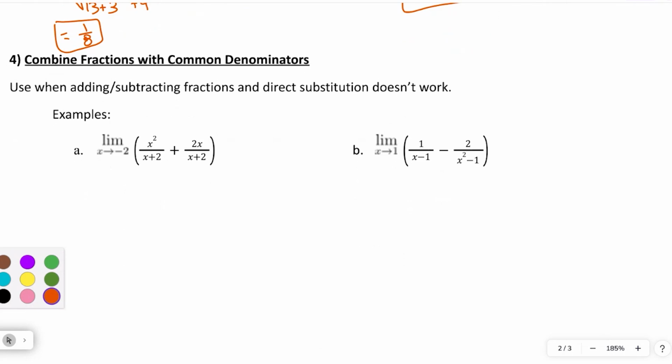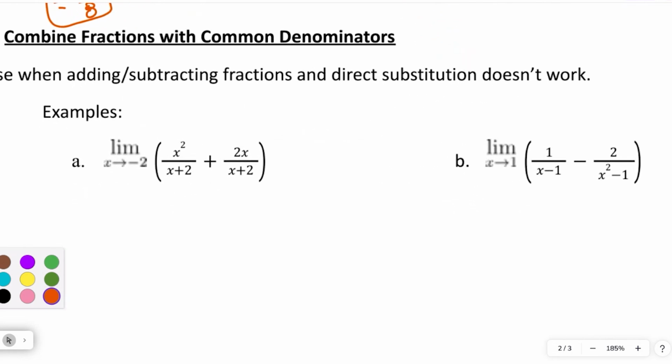Fractions. Everyone's favorite. Yeah, everyone loves fractions. You've got to know your fraction rules. You have to know how to add fractions, how to multiply fractions, how to subtract fractions, how to find a common denominator in order to add fractions, and all that kind of good stuff.